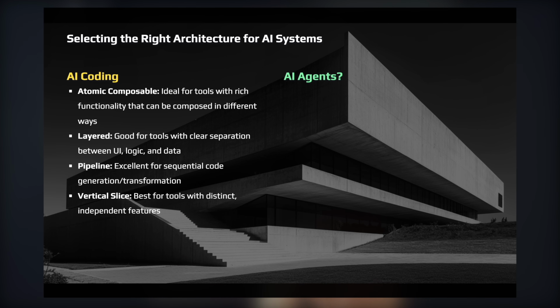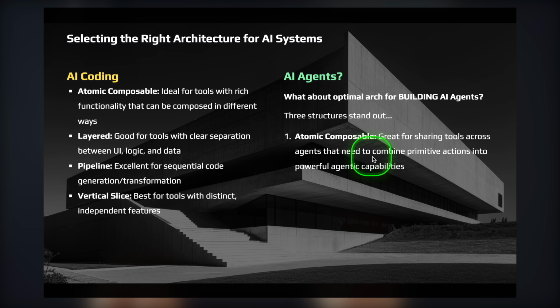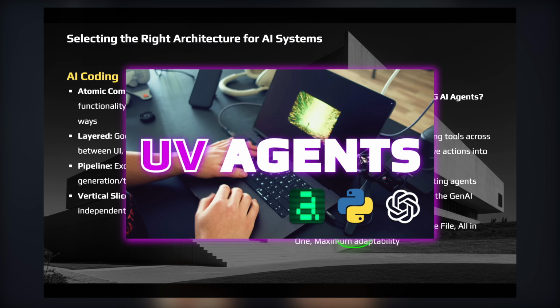As we turn our attention to AI agents, it is an interesting question, and it's a question that a lot of us are asking more. What about the optimal architecture for building AI agents? Three code-based structures stand out to me: atomic composable, vertical slice, and single file agents. We covered single file agents on the channel.